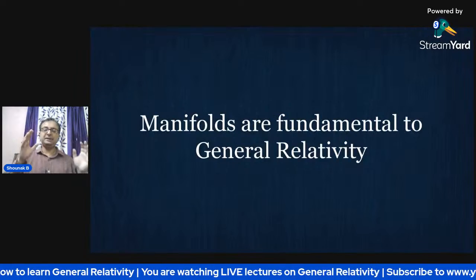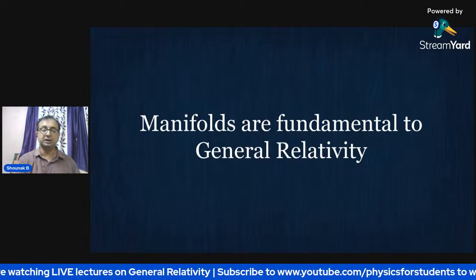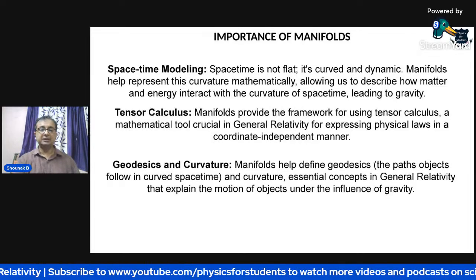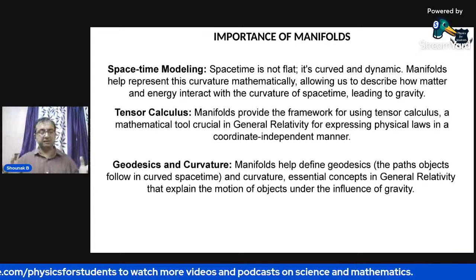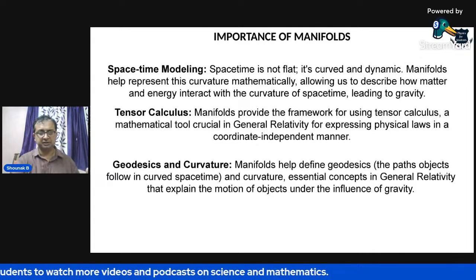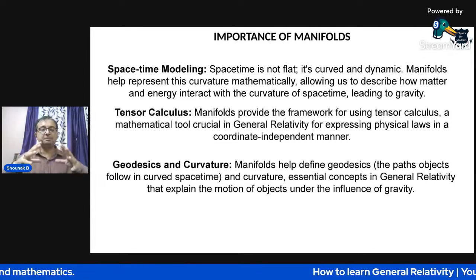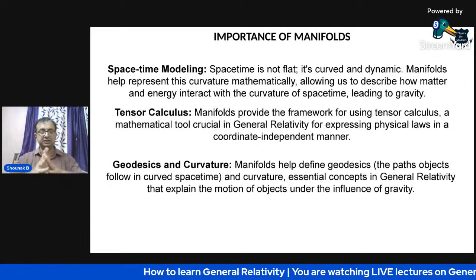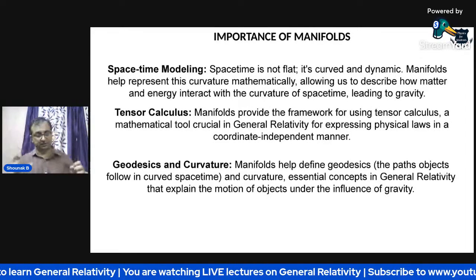So manifolds are very fundamental to general relativity. First is this specific reason that space-time modeling, as I told you, that entire space-time, Maxwell's equations, relativistic equations, etc., they are actually happening on what? Space-time modeling is happening on a manifold. So manifold helps to represent the curvature mathematically. So the entire curvature, all those things that you see, are modeled. We need to have a model, otherwise how do you do that? That is on a manifold.